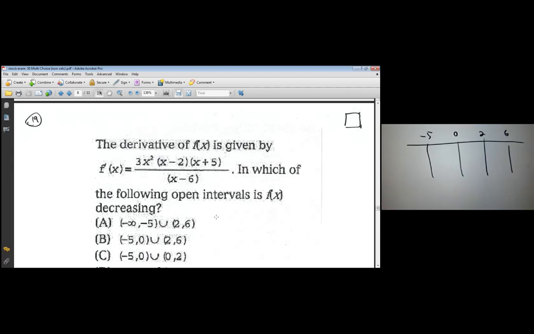So somebody that did this, tell me what you got. Leila, what do you got for this one? Number 19. I got negative plus negative. Anybody confirm that they got the same thing?